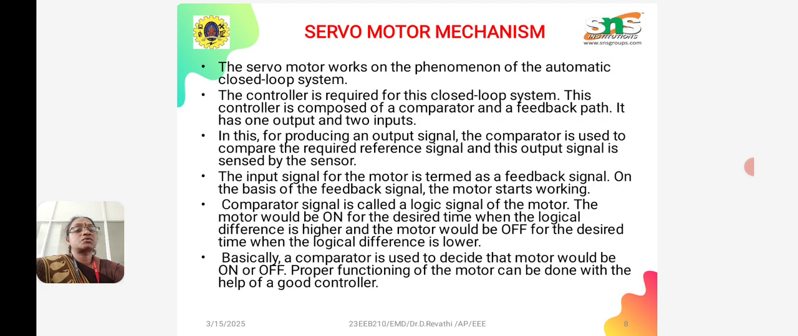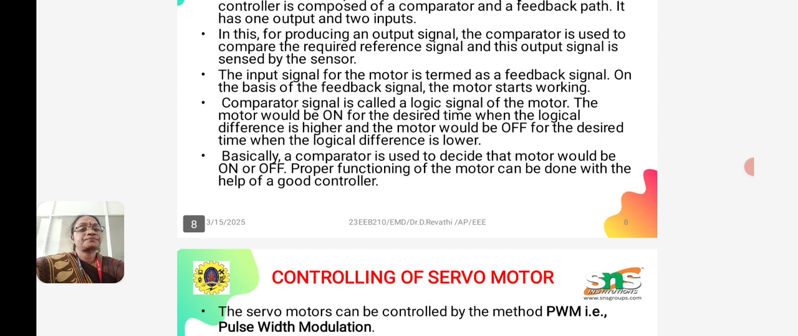The comparator signal is called a logical signal of the motor. The motor would be on for the desired time when the logical difference is higher, and the motor would be off for the desired time when the logical difference is lower. Basically, the comparator is used to decide whether the motor would be on or off. Proper functioning of the motor can be achieved with the help of a good controller.